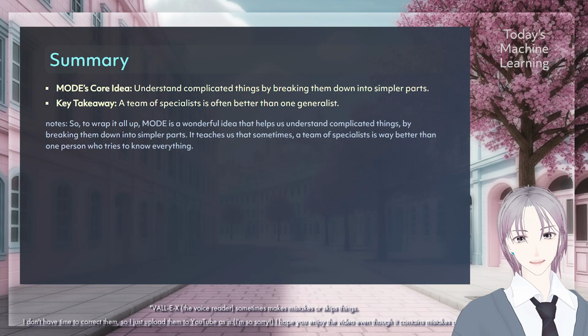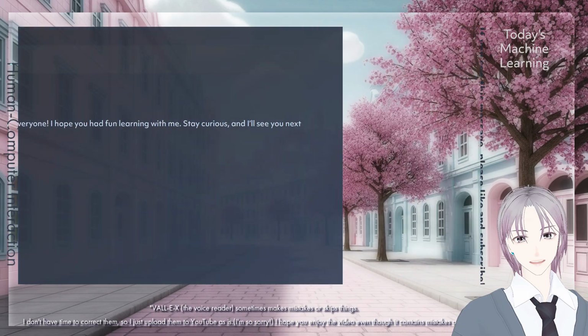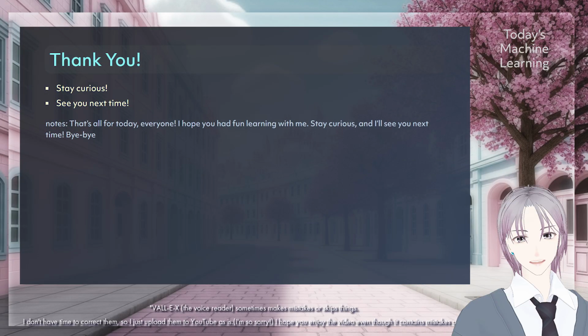So to wrap it all up, Mode is a wonderful idea that helps us understand complicated things by breaking them down into simpler parts. It teaches us that sometimes a team of specialists is way better than one person who tries to know everything.